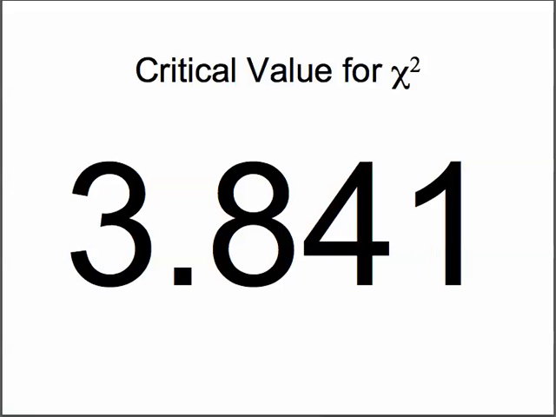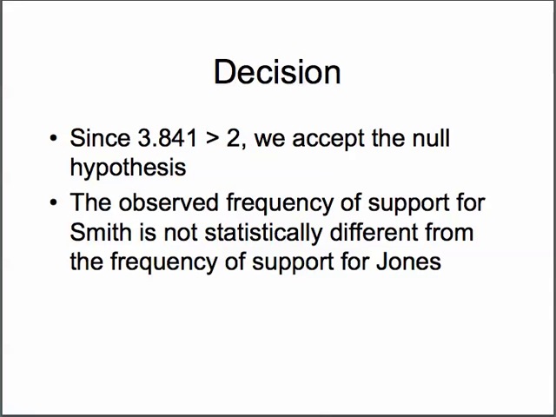If the calculated chi-square is less than 3.841, we accept the null hypothesis. If the calculated value is equal to or greater than the critical value, then we reject the null hypothesis. Since 2 is less than 3.841, we accept the null hypothesis and conclude that the observed frequency of support for Smith is not statistically different from the observed frequency of support for Jones.